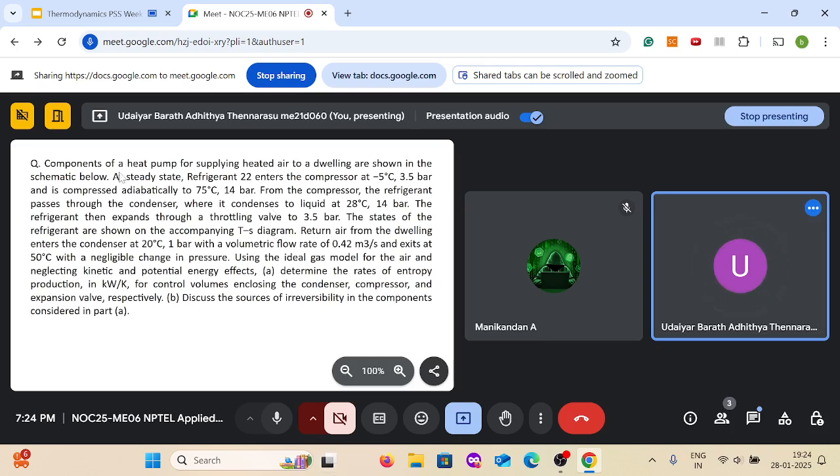So at steady state, refrigerant 22 enters the compressor at -5 degrees Celsius and 3.5 bar, and is compressed adiabatically to 75 degrees Celsius and 14 bar. So this is your compressor inlet and exit.